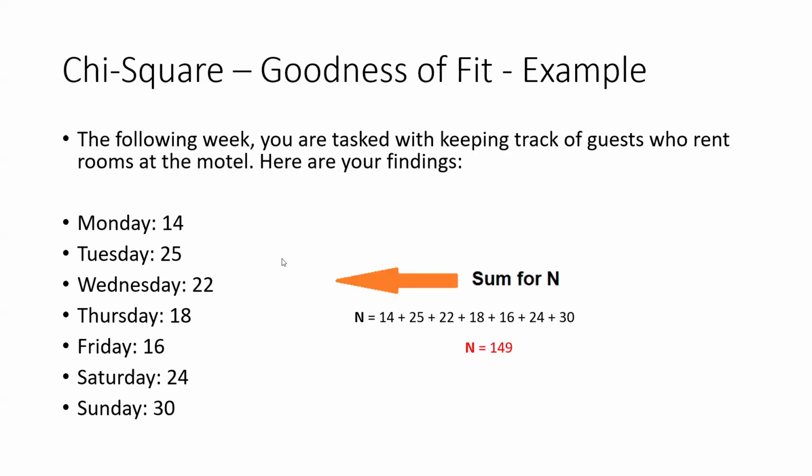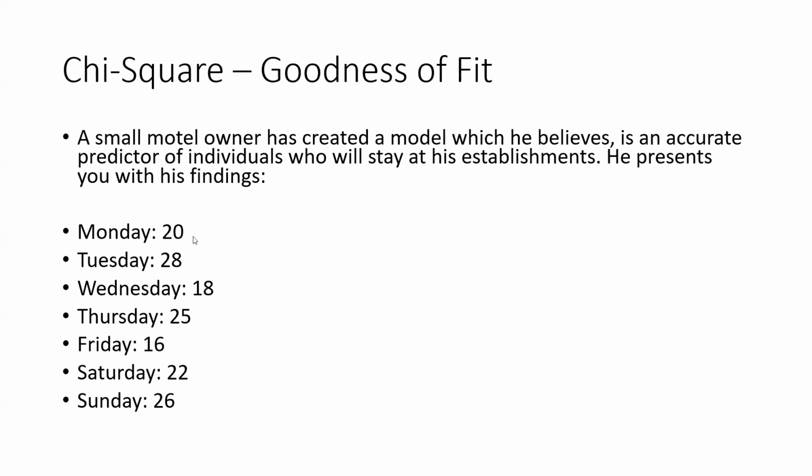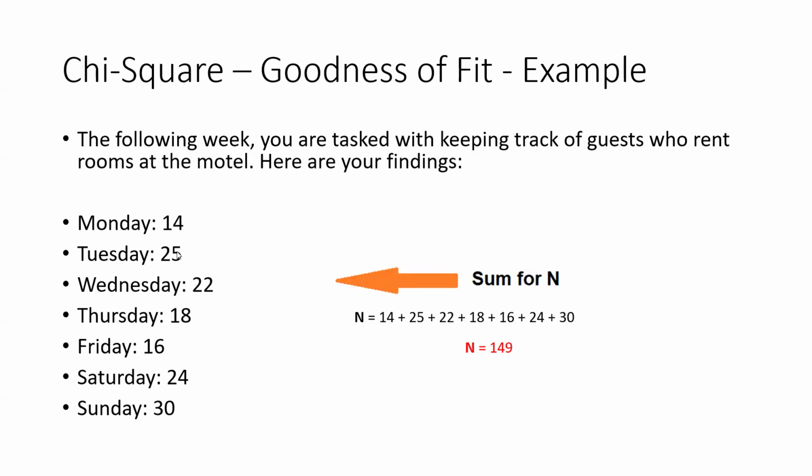But here, when you come in as the statistician and make your own observations, this is what you see. He expected to see 20 on a Monday, 28 on a Tuesday, 18 on a Wednesday. What you see is 14 on a Monday, 25 on a Tuesday, 22 on a Wednesday. If you sum these values together, you get 149. Now, n equals 149 is what you're going to report in your APA results, so that is what goes into your findings.